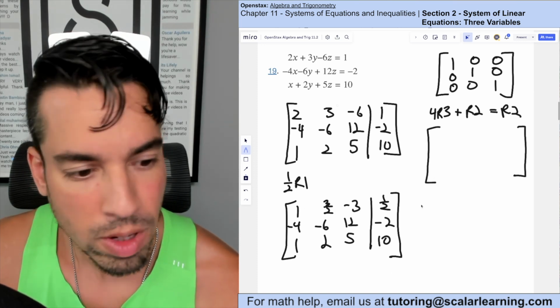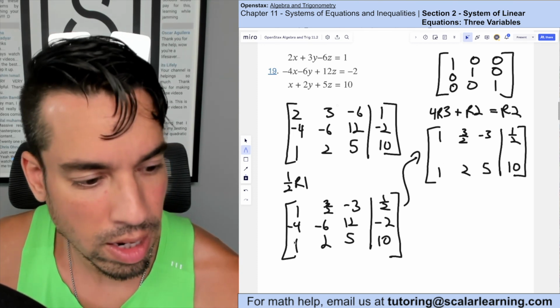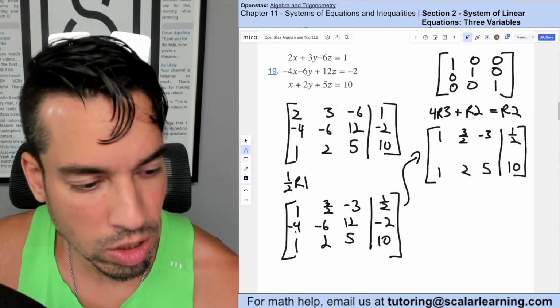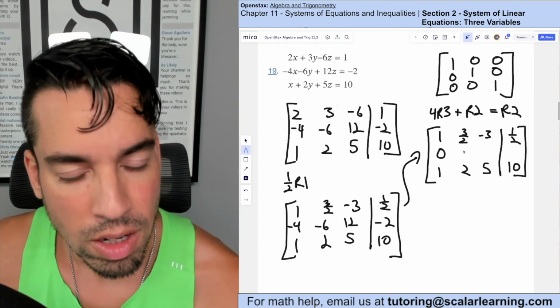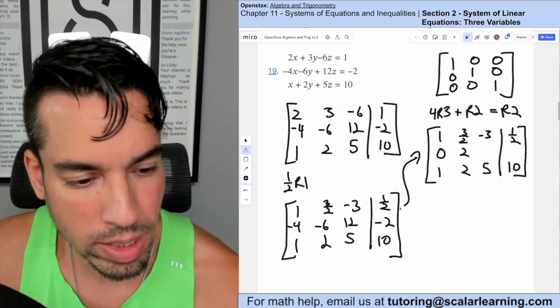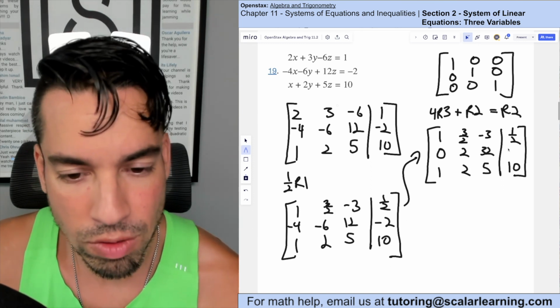So here we go. And we're kind of going in this order, right? Boom. So 1 stays as is, and so does 3. Now 4 times 1 is 4 plus negative 4 is 0. That's what we wanted. 4 times 2 is 8 plus negative 6 is 2. 4 times 5 is 20 plus 12 is 32. 4 times 10 is 40 plus negative 2 is 38.